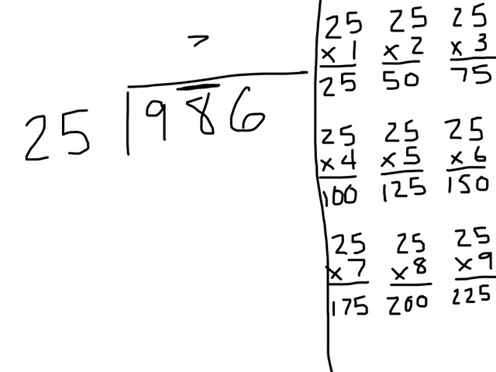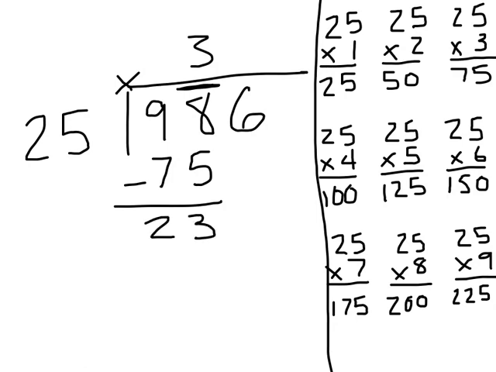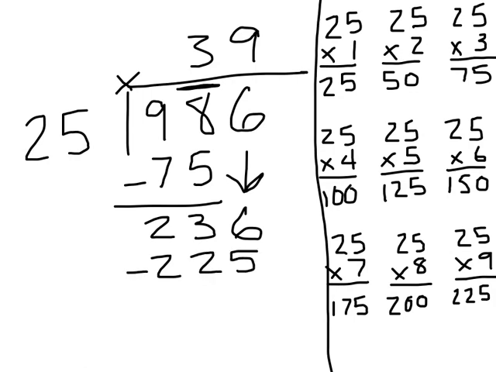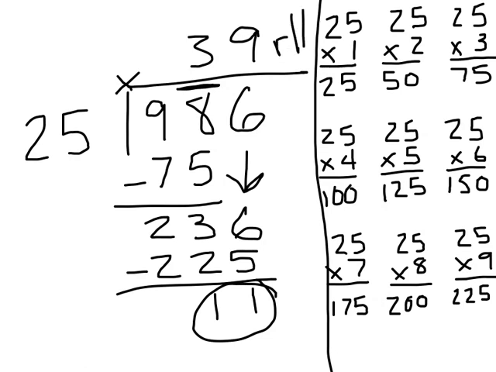25 goes into 98 3 times. 3 times 25 is 75. What do I have left over when I subtract? I have 23. Bring down my 6. How many times does 25 go into 236? It goes in 9 times. 9 times 25 is 225. How many will be left over? Well, 6 minus 5 is 1, 3 minus 2 is 1, and 2 minus 2 is 0. So the answer is 39, remainder 11.